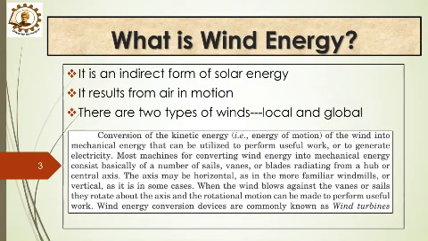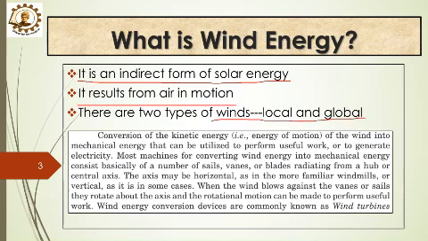So coming to what is wind energy. Now, wind energy is an indirect form of solar energy. Why? Because the sun heats the earth's surface, and because of the uneven heating of the earth's surface, what we get is the winds. So, wind results from air in motion, and there are two types of winds known as local and global.